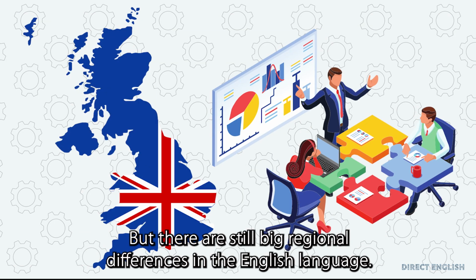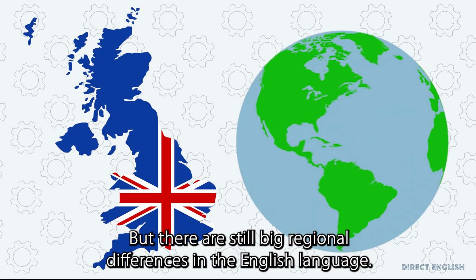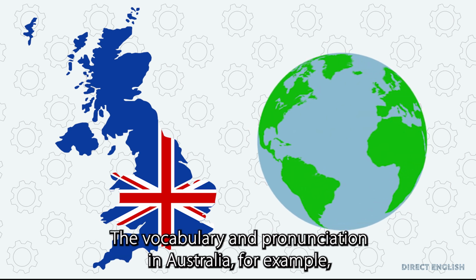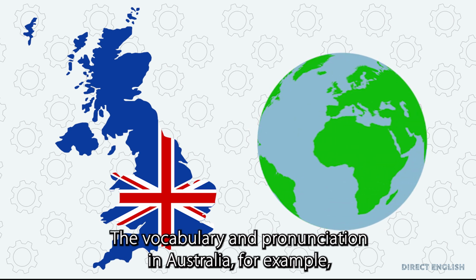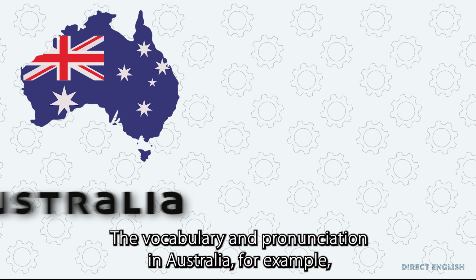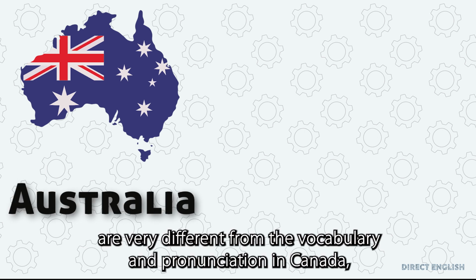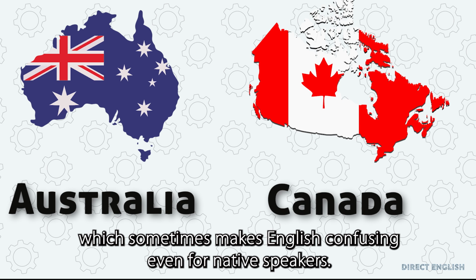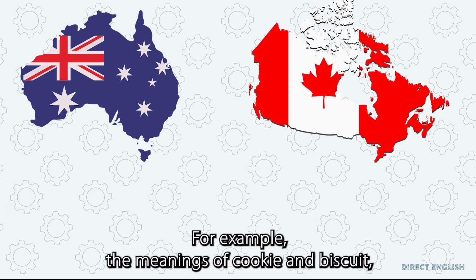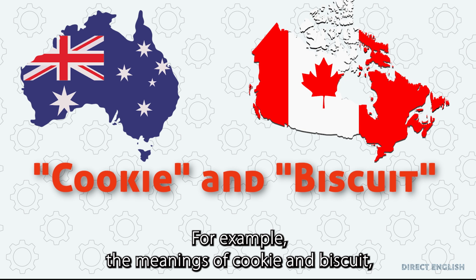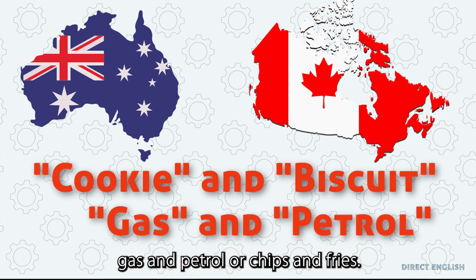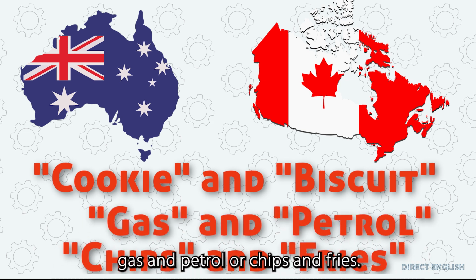But there are still big regional differences in the English language. The vocabulary and pronunciation in Australia, for example, are very different from the vocabulary and pronunciation in Canada, which sometimes makes English confusing even for native speakers. For example, the meanings of cookie and biscuit, gas and petrol, or chips and fries.